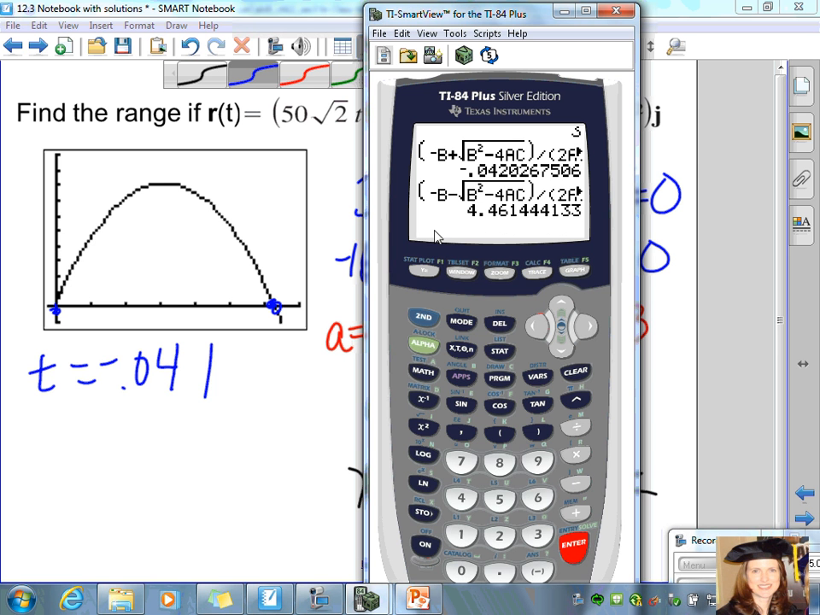Press enter, and we see that the other time when the vertical component of position is equal to 0 is the time at approximately 4.46. I want to store that into a value, so when I go to the trace feature, I'll be able to enter the complete value instead of a rounded value. So I'm going to store that into the letter D. The letter D, that's the time where the vertical component of the position function is equal to 0 at approximately 4.46.